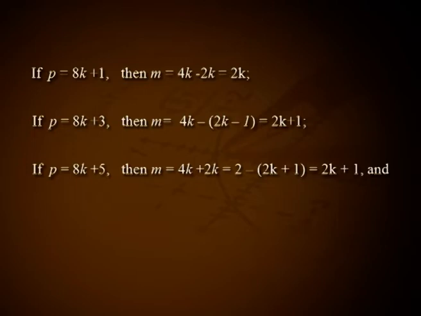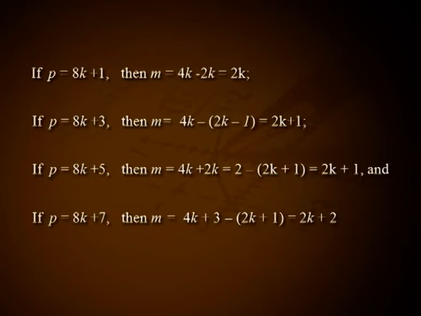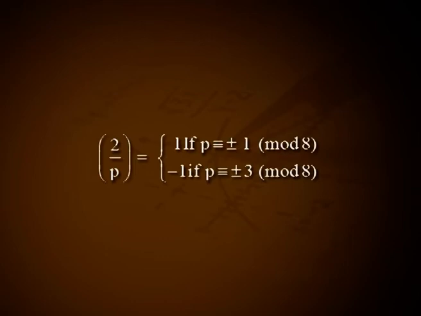If p = 8k+5, then m = 4k+2 - (2k+1), which is equal to 2k+1. And if p = 8k+7, then m = 4k+3 - (2k+1), which is equal to 2k+2. Hence, (2/p) is equal to 1 if p is congruent to ±1 mod 8, and equal to -1 if p is congruent to ±3 mod 8.